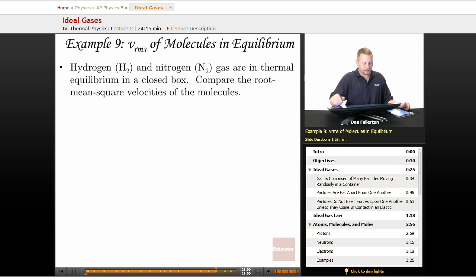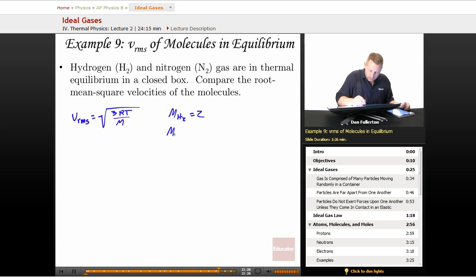All right, trying another one. Hydrogen, H2, and nitrogen, N2, gas are in thermal equilibrium in a closed box. Compare the root mean square velocities of the molecules. Well, we're going to start by referencing our VRMS equation, equal to the square root of 3RT divided by M. Now the molar mass of hydrogen is 2. The molar mass of nitrogen is 28. That means we have a 14 times difference.